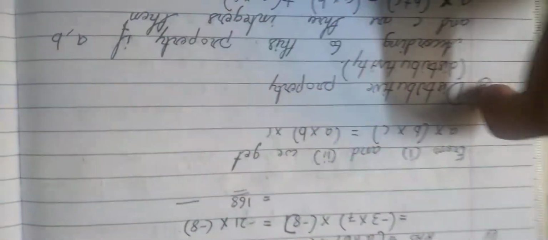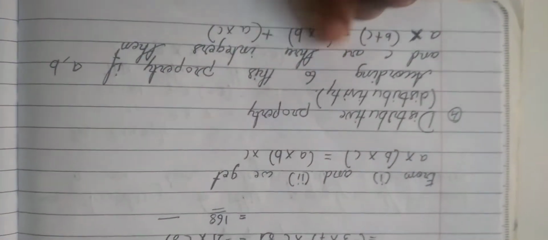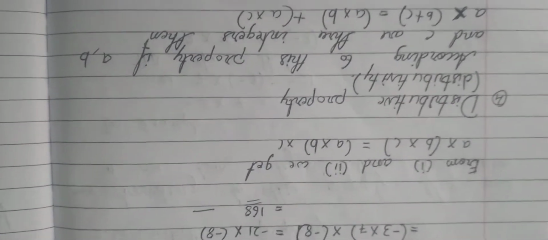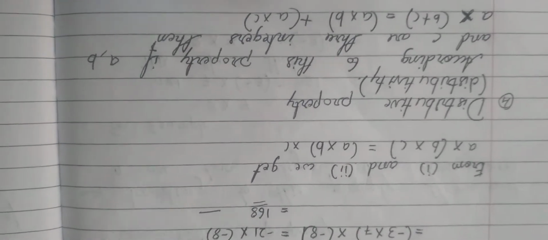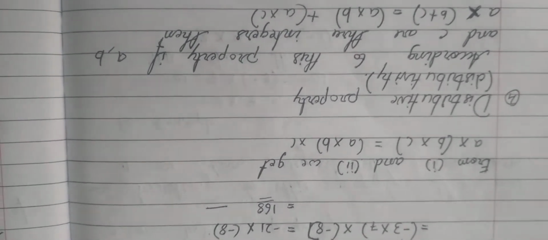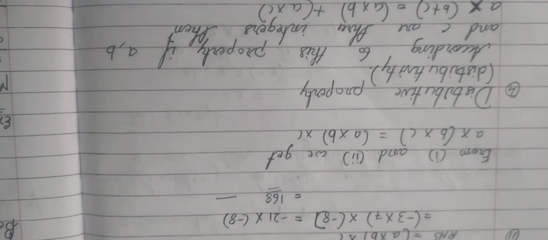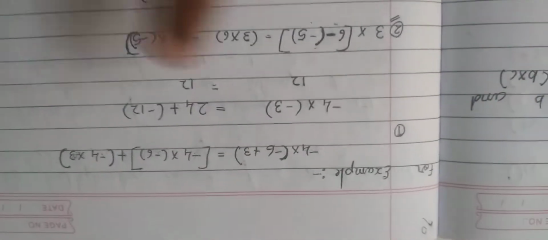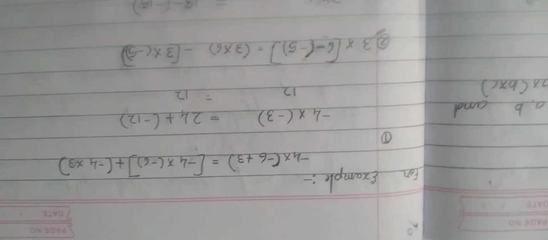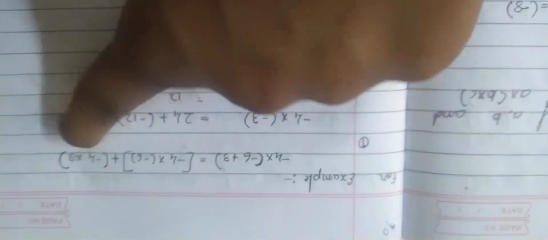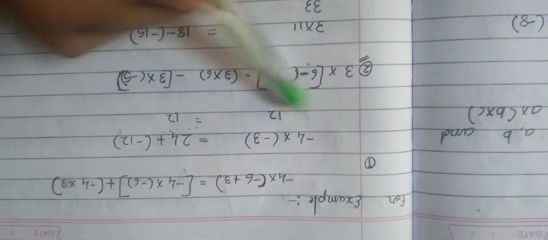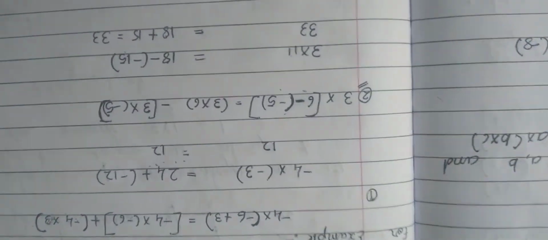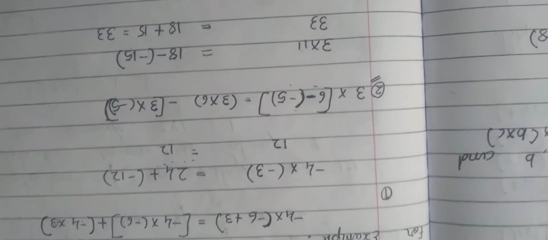Now the distributive property. According to this property, if a, b and c are three integers, then a into bracket b plus c is equal to bracket a into b plus bracket a into c. For example, here I have written it. Minus 4, this is a question. Now 3 into 4 is 12, 4 into 3 is 12. So here comes 24 plus 12.